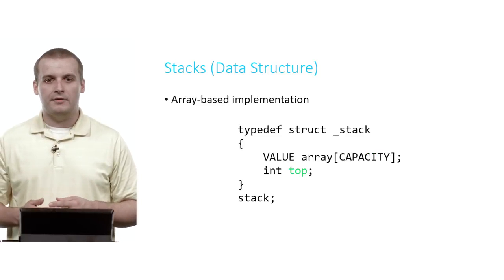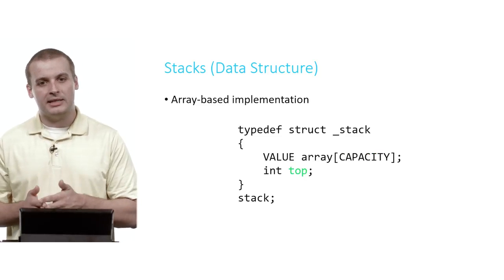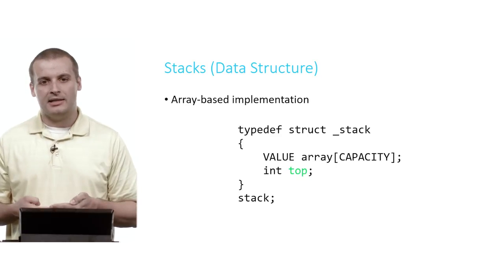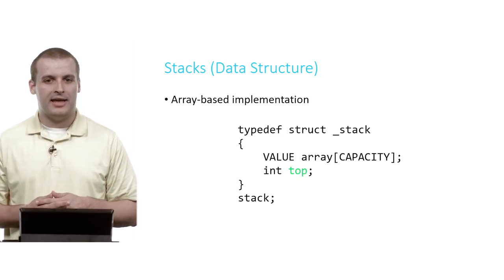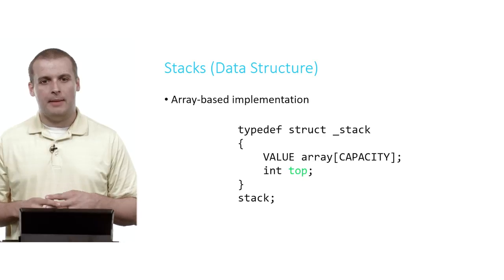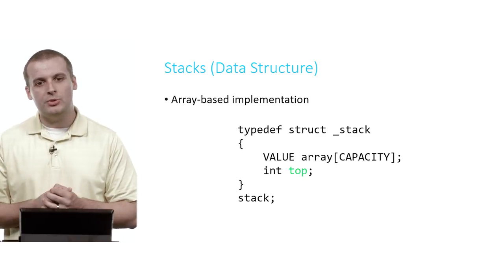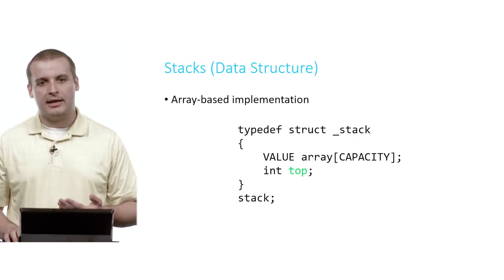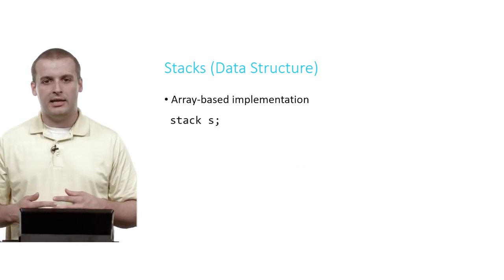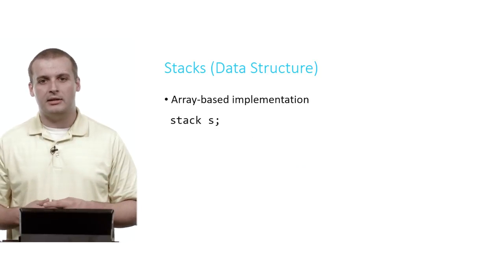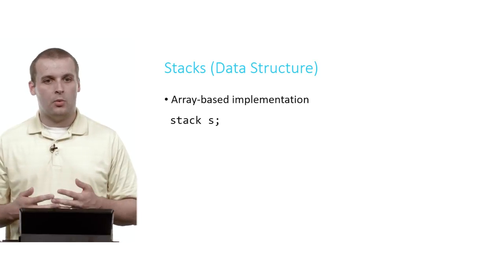We also keep track of the top of the stack. What element is the most recently added to the stack? And so we keep track of that in a variable called top. And all of this gets wrapped up together into a new data type called a stack. And once we've created this new data type, we can treat it like any other data type. We can declare stack s, just like we could do int x or char y.